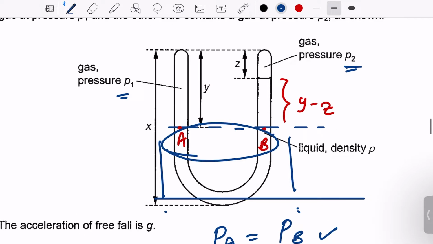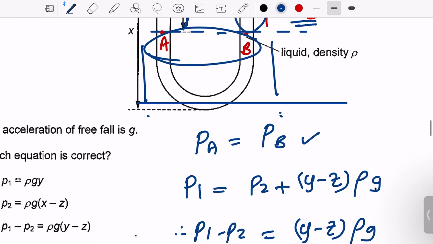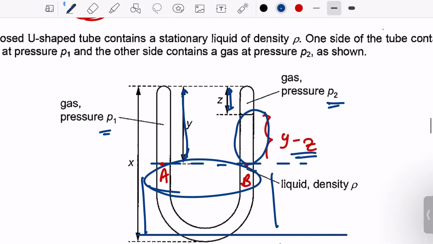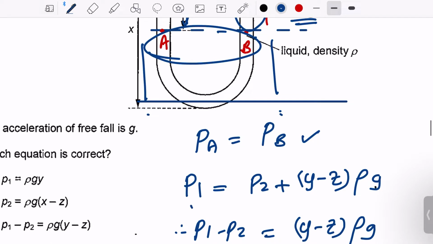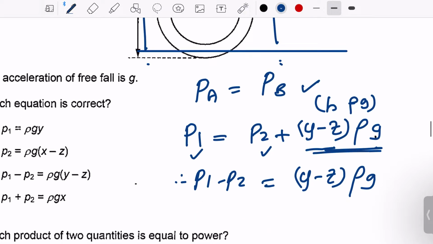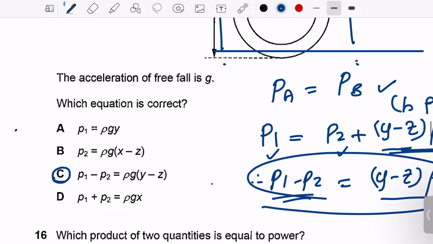First thing to understand is, if this is Y and this is Z, the height of this liquid is Y minus Z. So pressure at A, if you look at the question, this pressure is P1, this pressure is P2. So P1 equals the second pressure plus the liquid pressure, h rho g. This is the equation I am using. From there, P1 minus P2 is (Y minus Z) times rho g. This is the answer. Answer is C.